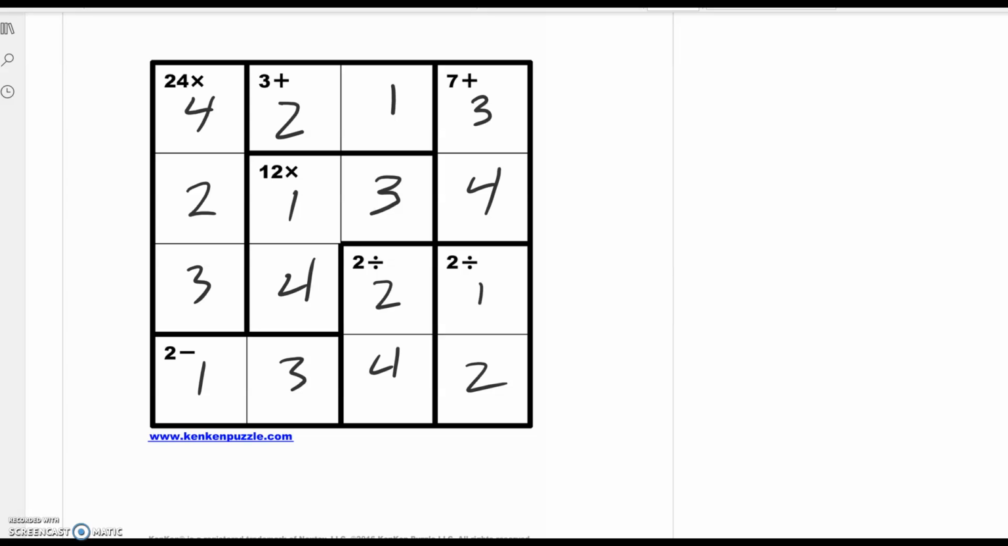2 divided by 1 is 2. 4 plus 3 is 7. 4 divided by 2 is 2. 3 take away 1 is 2. 4 times 1 times 3 is 12. 4 times 2 times 3 is 24. 2 plus 1 is 3. We did it! Yay!